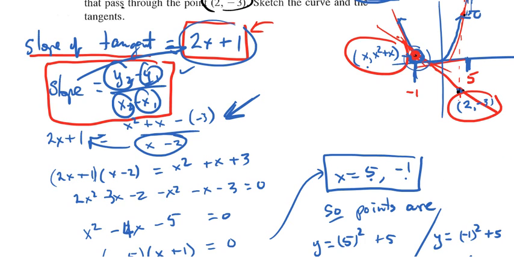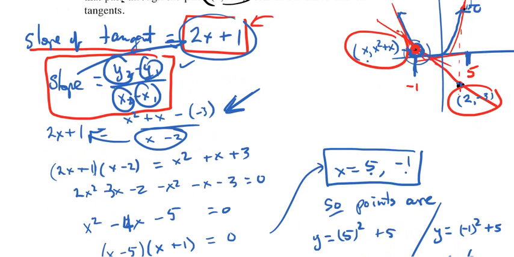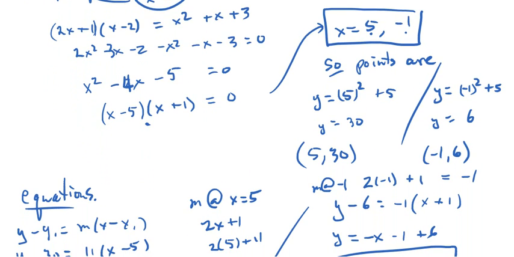And so the x values are 5 and -1, okay? The question asks for equations, so first of all I need 2 things. I need a slope, and I need a point. Here's a point that's on both these lines, right? We know that. But what about the slope?